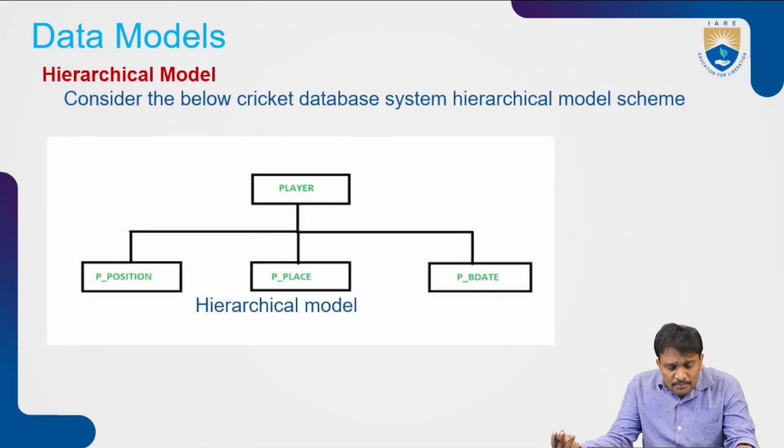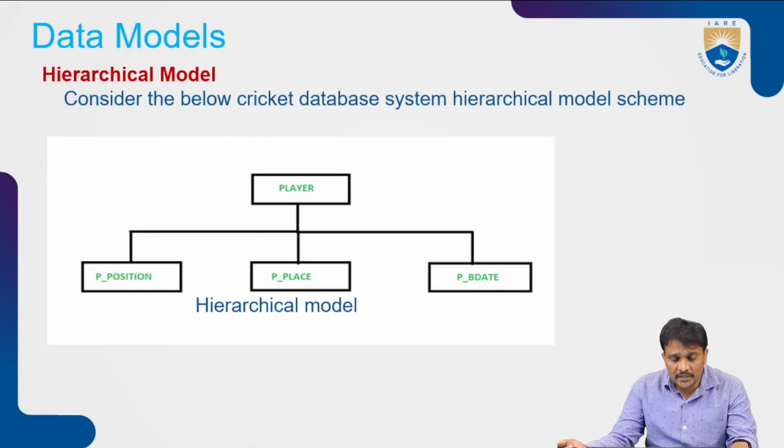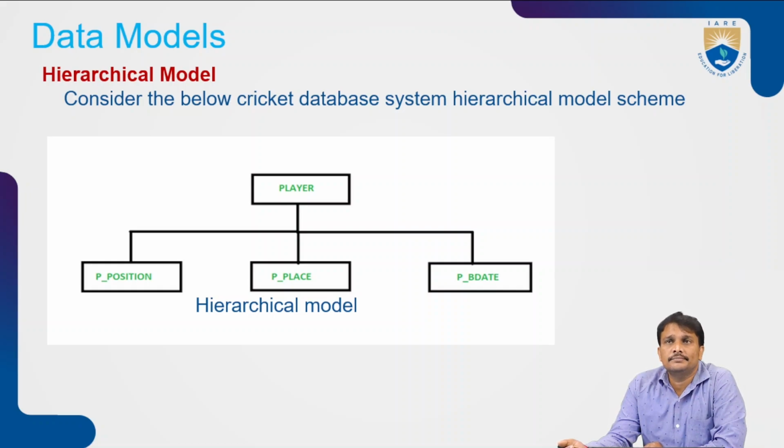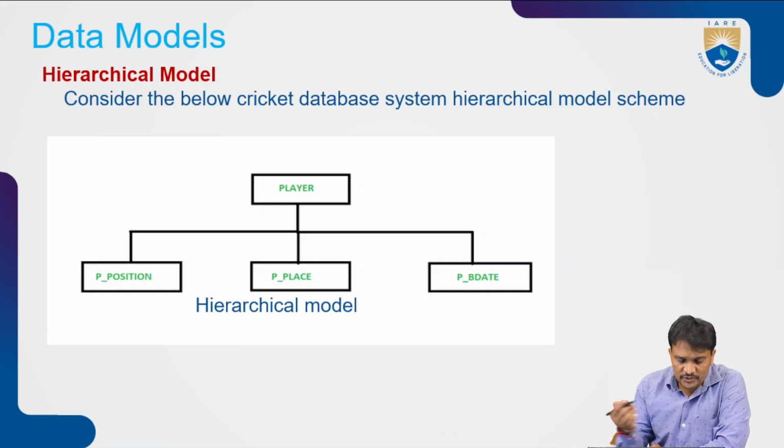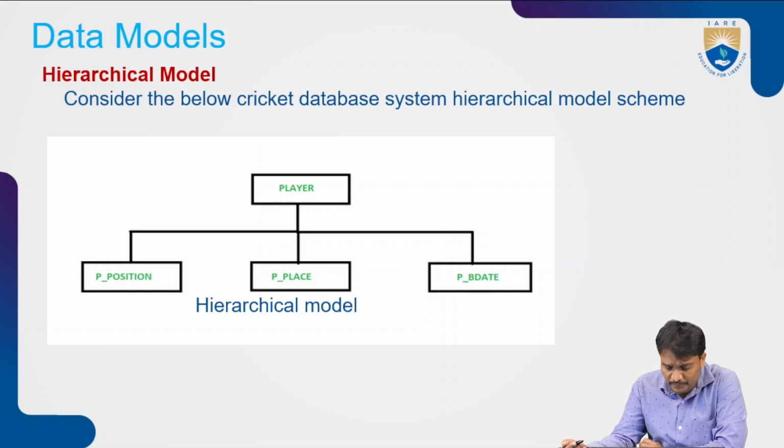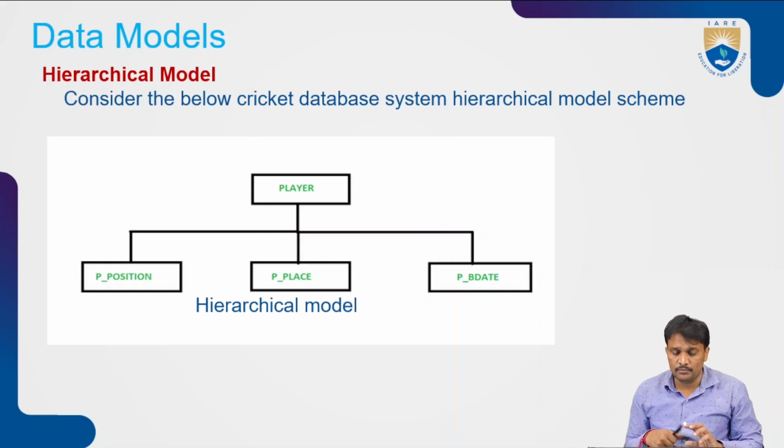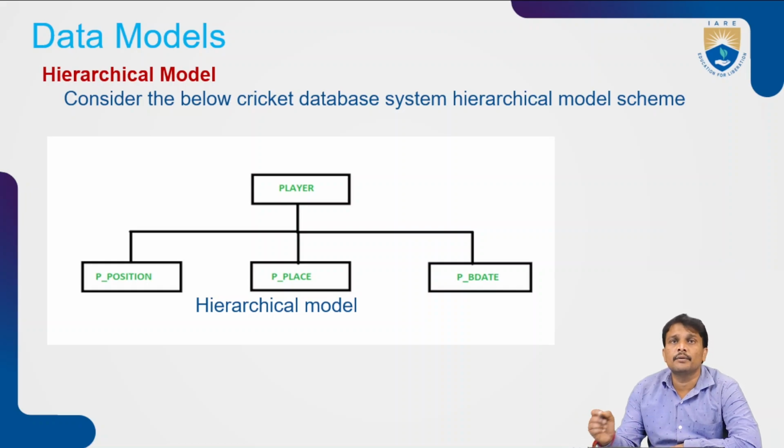When you see the example for the hierarchical data model, here we consider the cricket database system in a hierarchical model scheme. So here the player consists of some children: position, place, birth date. So this is the hierarchical model of the cricket database. This is the example for the hierarchical data model.